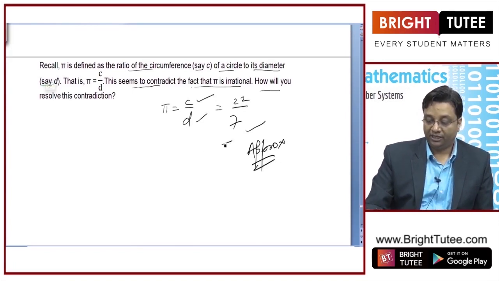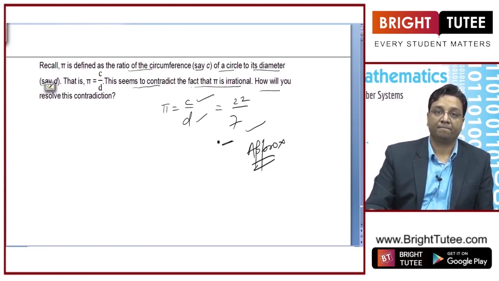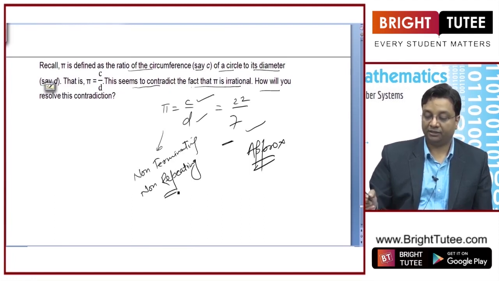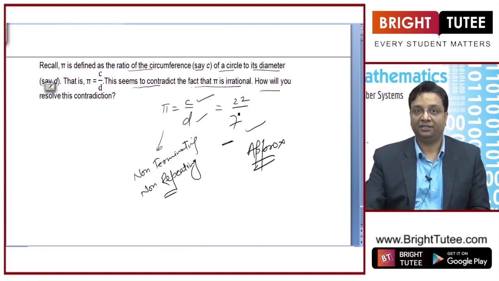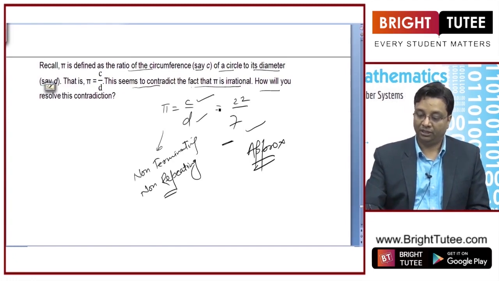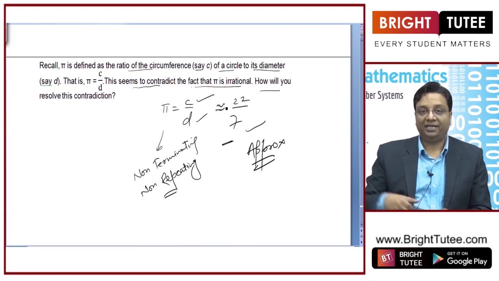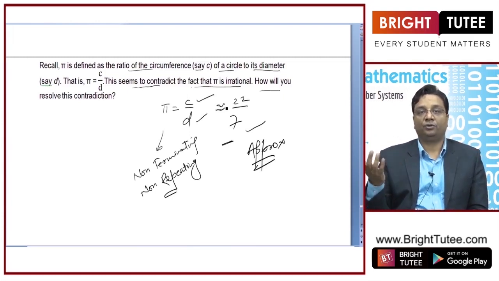This is not the exact value of pi. Pi is irrational because pi has the decimal expansion as non-terminating, non-repeating. So if you think that 22 by 7 is its exact value, then you are wrong. It is the approximate value. So c by d is the approximate value of pi. It is not the exact value of pi.